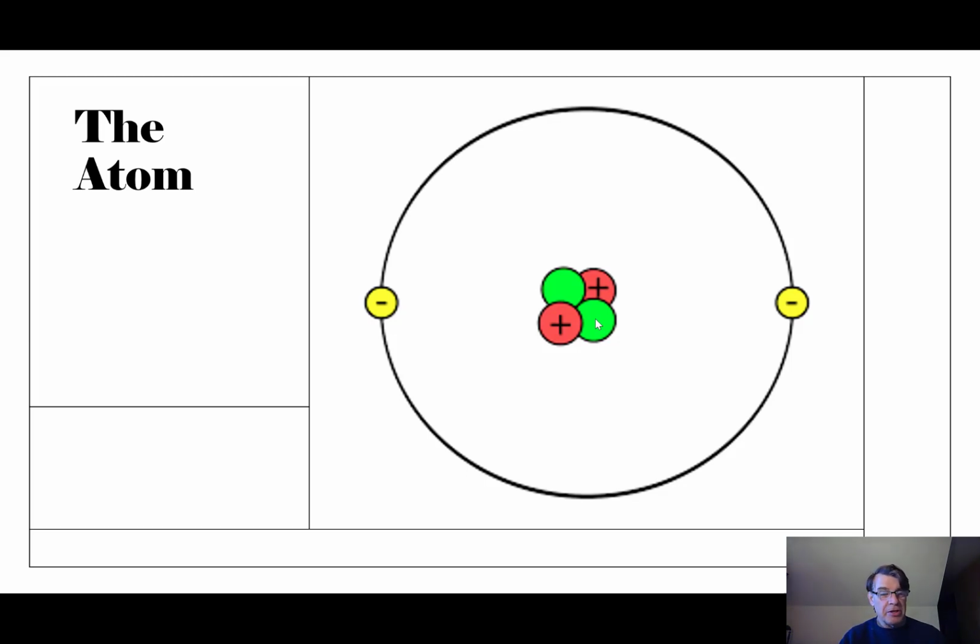You ever heard a neutron walks into a bar and orders a drink. And when he's done, he asks the bartender, how much will that cost? And the bartender says, for you, no charge. So neutrons have no charge.